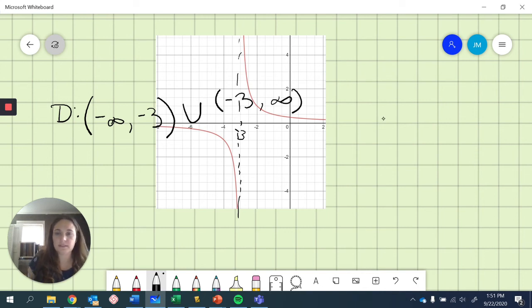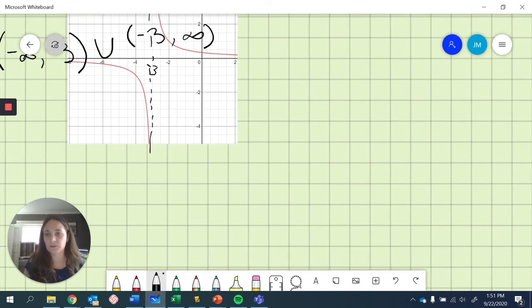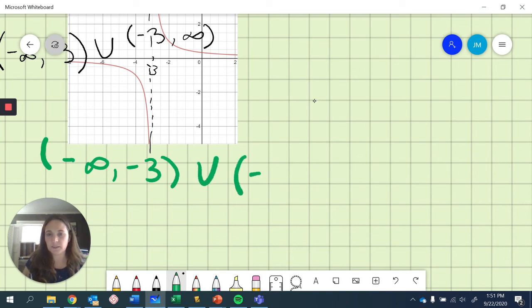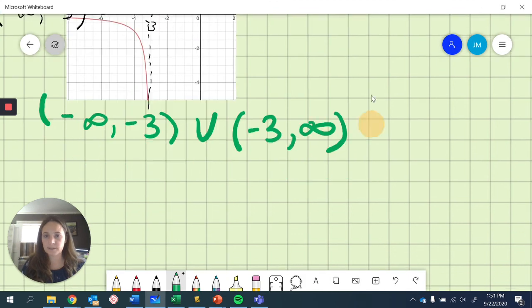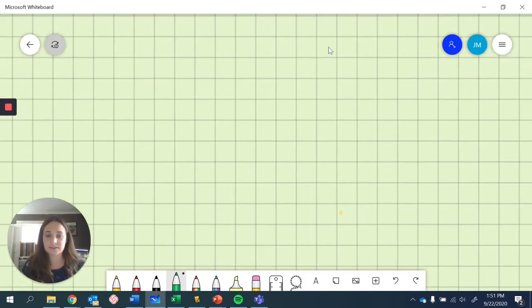That's a little messy. Let me write it down over here as well. The left-hand side of the graph, I'll do green, is going to be -infinity to -3. And then you want to jump over -3 and go -3 to positive infinity. Isn't that kind of funny? It's a break in the graph, so you have to jump over that -3. All parentheses there.